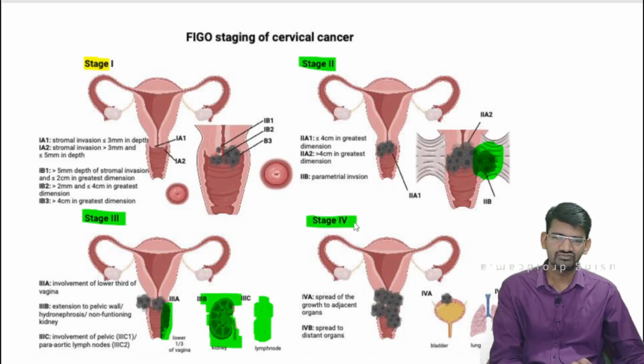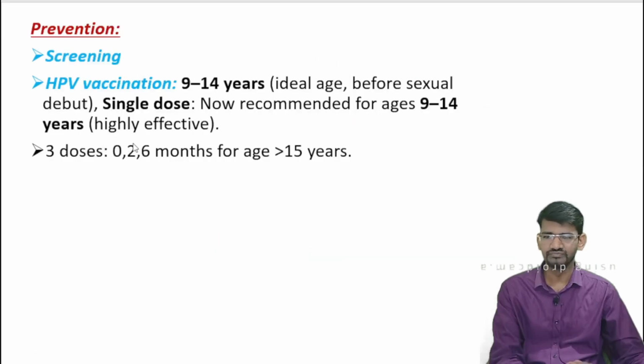And in stage 4, it extends to the rectum. The cancer extends, or there is a metastasis, to the rectum, then the bladder, and even distant metastasis to the lungs and liver will happen. So this is a picture showing the stages of CA cervix according to FIGO.